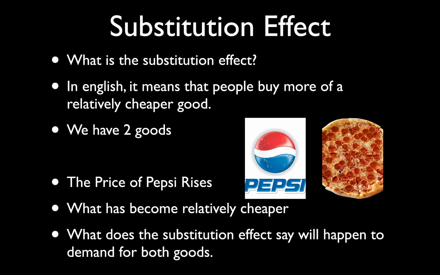It's cheaper now, relatively. So what does the substitution effect say will happen to the demand for both goods? Well, you always buy more of a relatively cheaper good. We've said that pizza, even though its price hasn't changed, has become relatively cheaper. And Pepsi, because its price has increased, has become relatively more expensive.